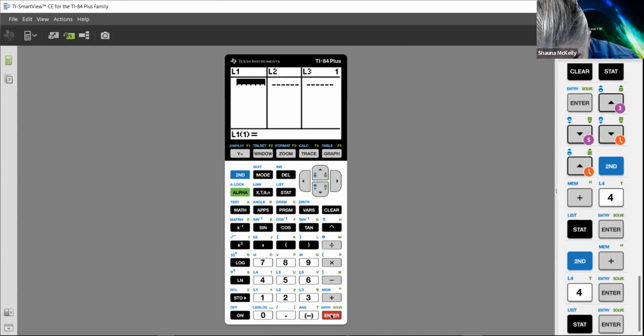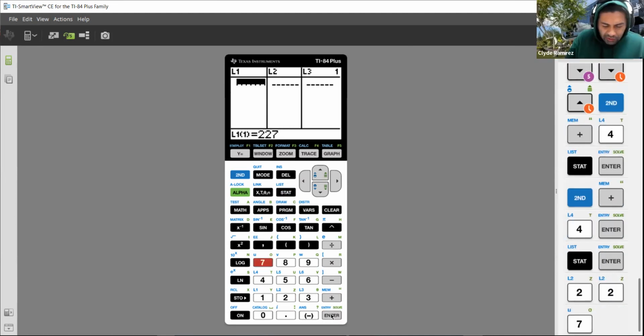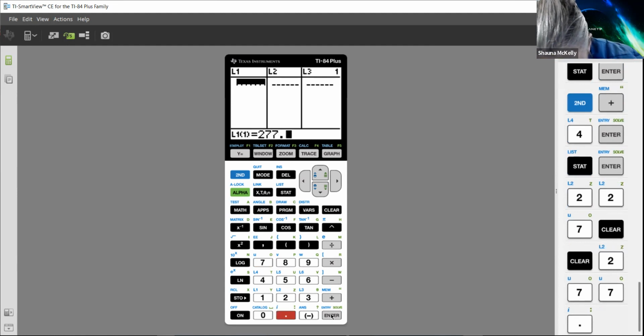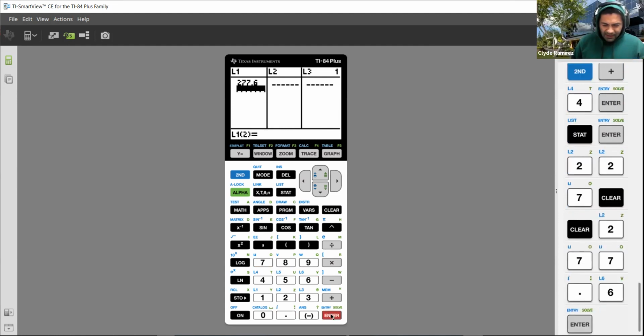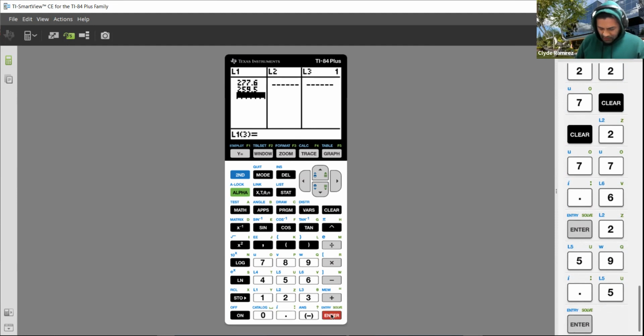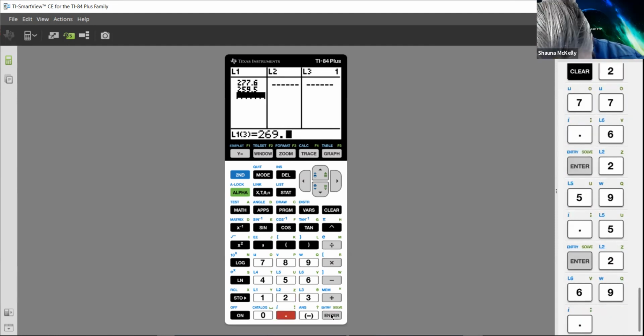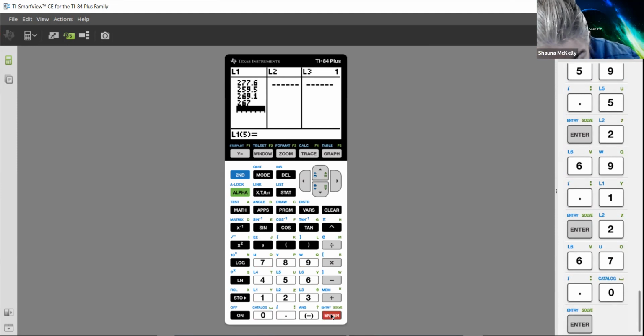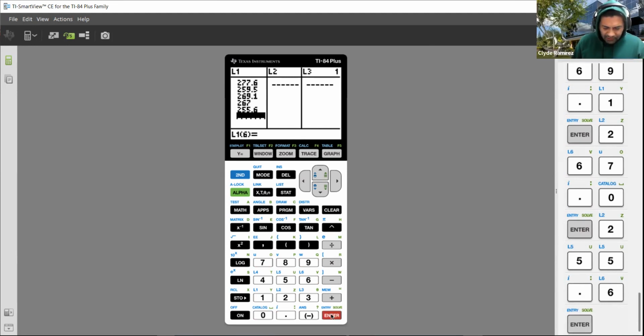Okay, go ahead and read me the numbers for X. That would be the average driving distance, right? 277.6, 259.5, 269.1, 267.0, 255.6, and the last one is 272.9.